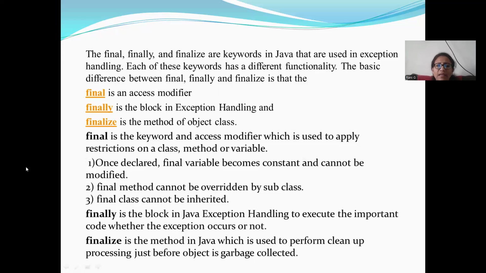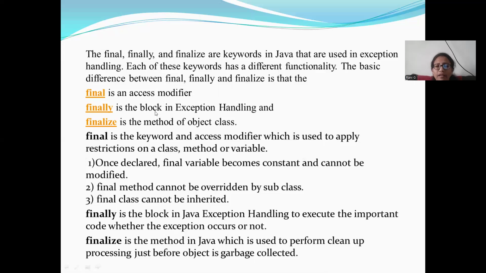These are the three things, class, method, and variable, to which we apply the final keyword. If we declare the class as final, we cannot inherit that class. If we declare the method as final, it cannot be overridden. If we declare the variable as final, it cannot be modified; it is declared as a constant. We cannot change the value of that variable. That is the use of the final keyword.